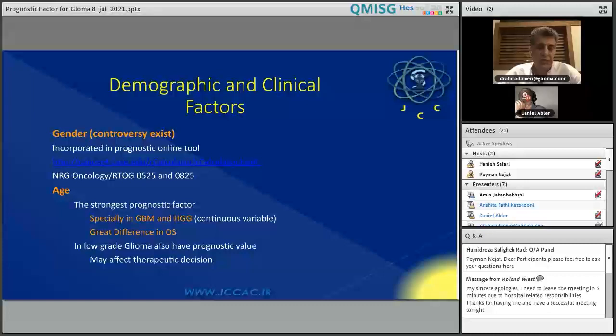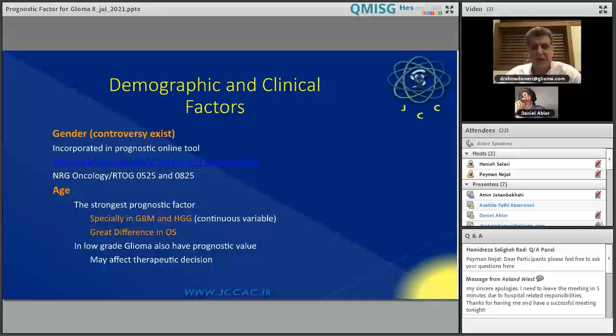But age is the most important and the strongest prognostic factor from many years ago, and still in 2020 it is again the most important prognostic factor, and the new WHO classification divided patients based on age into adult gliomas and pediatric gliomas.